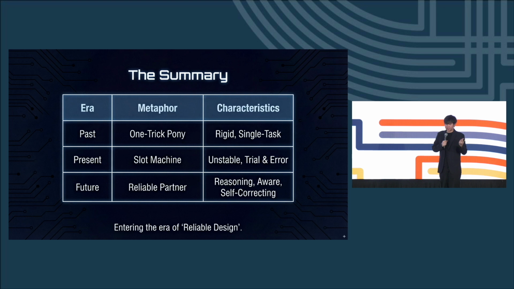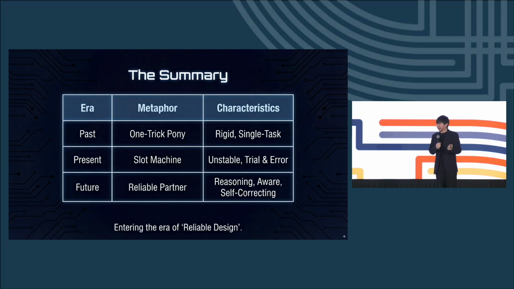So, yeah, here is a very brief summary. In the past, we were doing one trick for each model. It is very good, but it is single task. It's not scalable. And that's why we built Imagen. We built Nano Banana Pro. So we have much better quality right now, but we still need to go through this trial and error process, and it is unstable, and you cannot trust it.